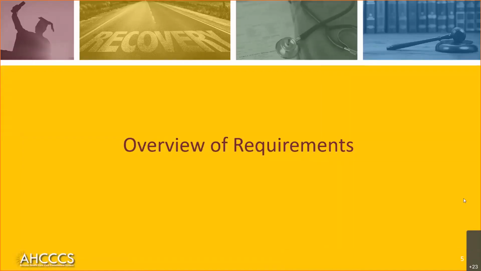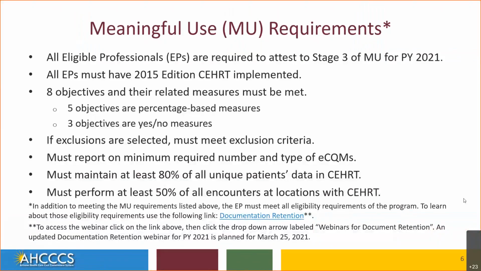We're going to do a brief overview of the requirements of the program, and then we'll dive in deeper to each of the requirements. So this slide covers all the different requirements the provider needs to meet for meaningful use. EPs are required to attest to Stage 3 for meaningful use for Program Year 2021. All EPs must have a 2015 Edition CEHRT implemented. There are 8 objectives, and the related measures must be met. 5 of those objectives are percentage-based measures, and 3 of those objectives are yes/no measures.